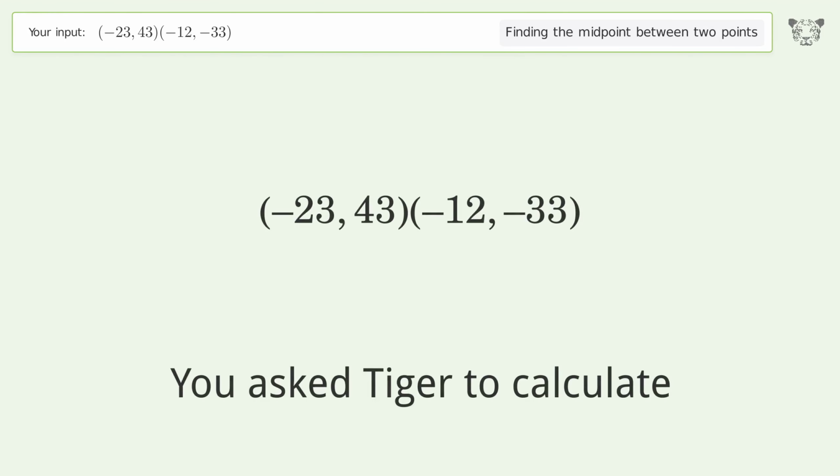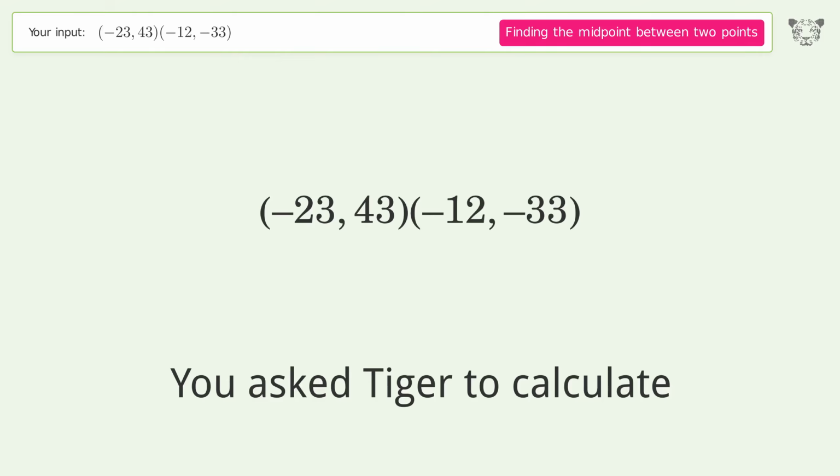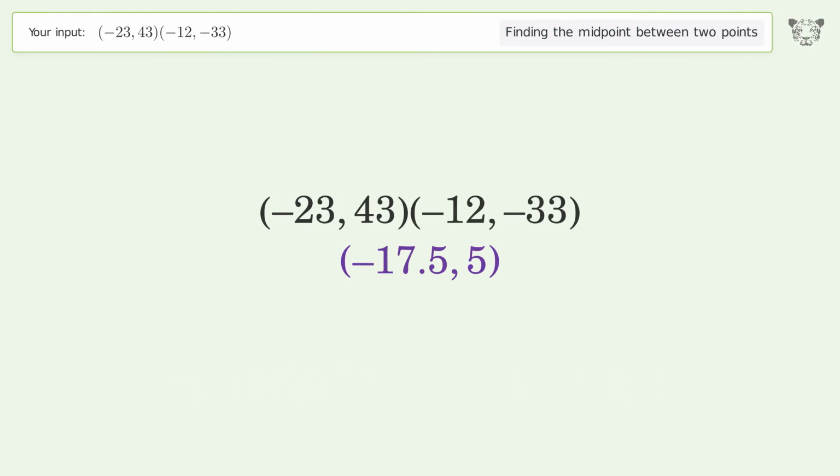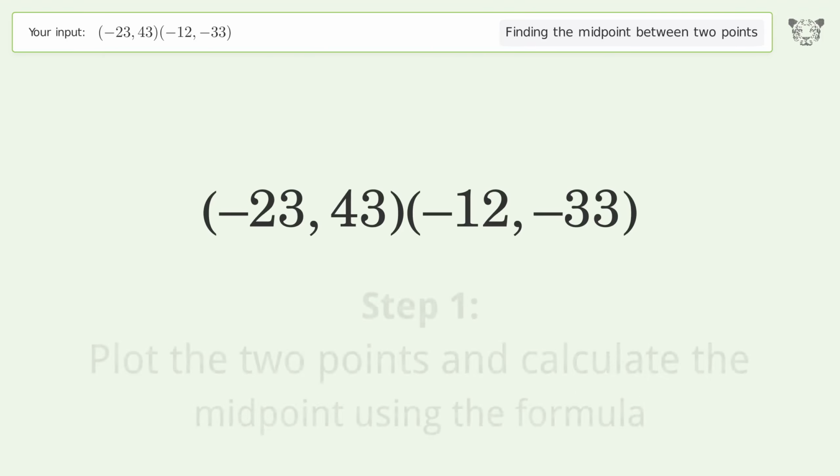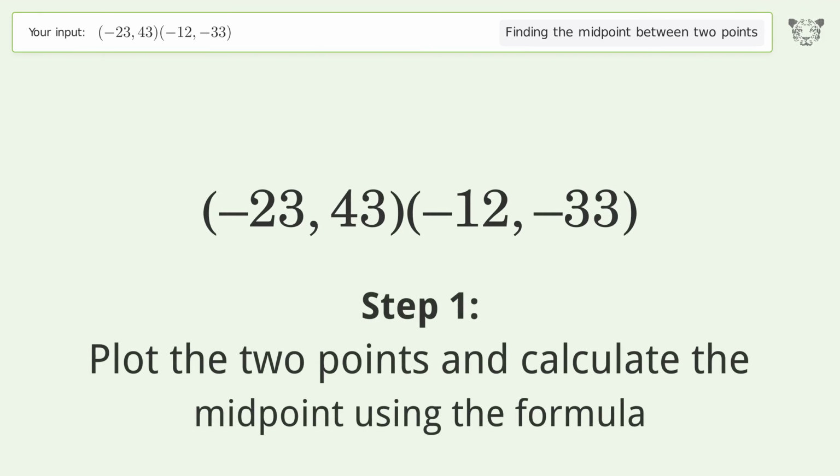You ask Tiger to calculate. This deals with finding the midpoint between 2 points. The midpoint between the 2 points is negative 17.55. Let's solve it step by step. Plot the 2 points and calculate the midpoint using the formula.